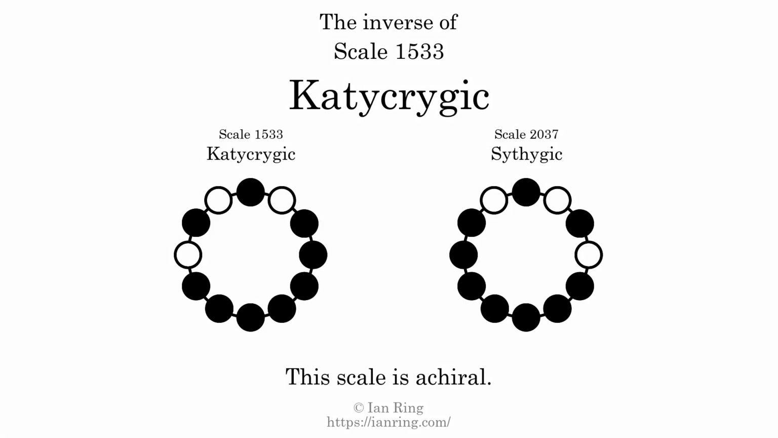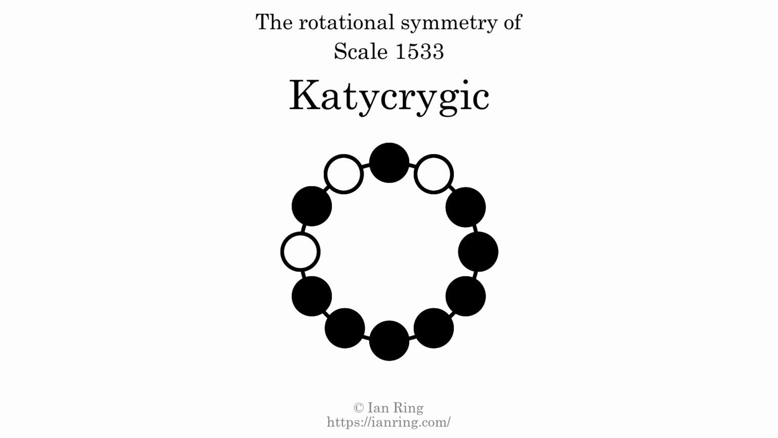The inverse of a scale is a mirror image. It is what you get when the sequence of intervals is reversed. The inverse of this scale is scale 2037, also known as Katycrygic. This scale is achiral, since it can transform into its own reflection by a rotational transformation. This scale has no rotational symmetry.